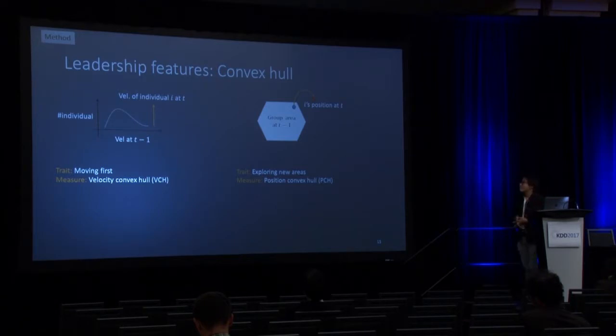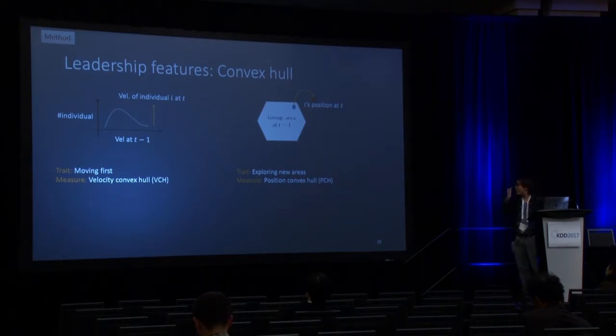So let me introduce some leadership features that we propose that might be useful for the model classification later. Along with the PageRank value, the way that we can do the analysis in the time series about leadership, we use velocity convex hull. The way that we calculate it is easy. For each individual, we just count the number of times that individual i has a velocity greater than the entire group from the previous time step. The concept of velocity convex hull represents who is the person that's moving first.